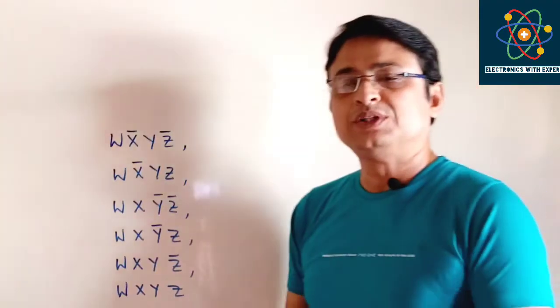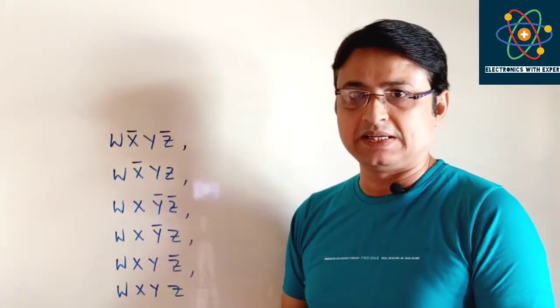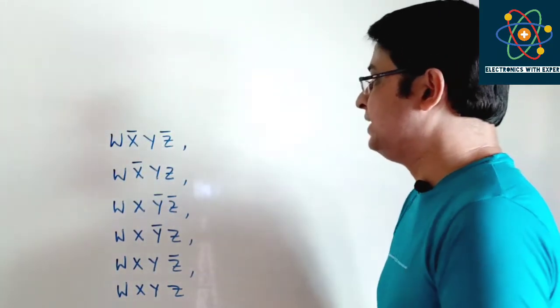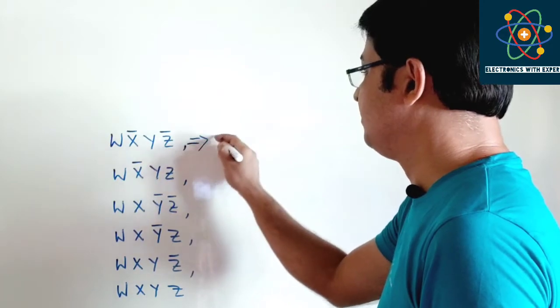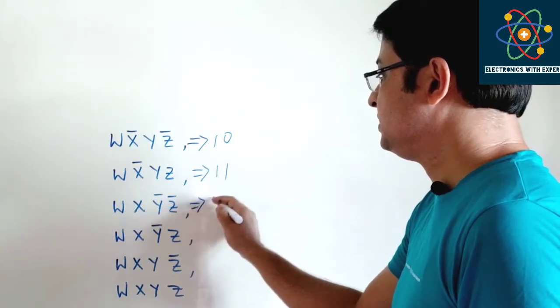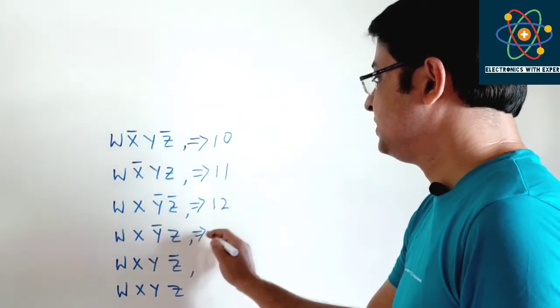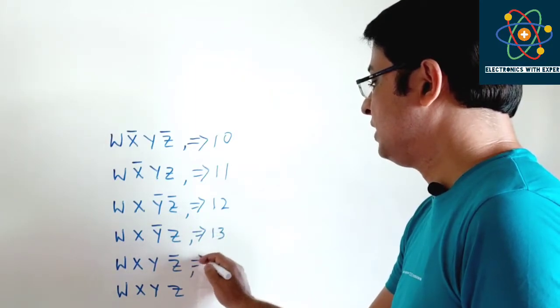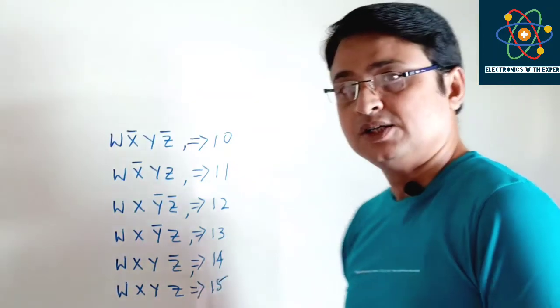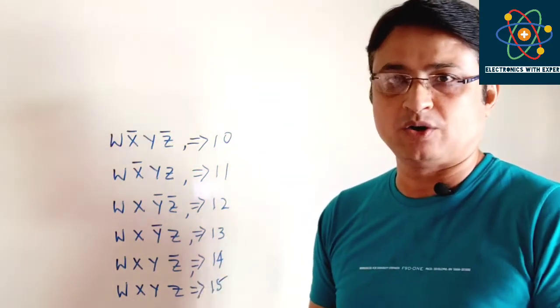If W, X, Y, Z are the 4 variables to represent BCD and non-BCD codes, then these are the 6 non-BCD minterms I have written here. This is W X Y bar Z bar, that represents decimal 10. This represents decimal 11. This is decimal 12. This is decimal 13, this one is for decimal 14, and this is decimal 15. So these are the 6 non-BCD codes.